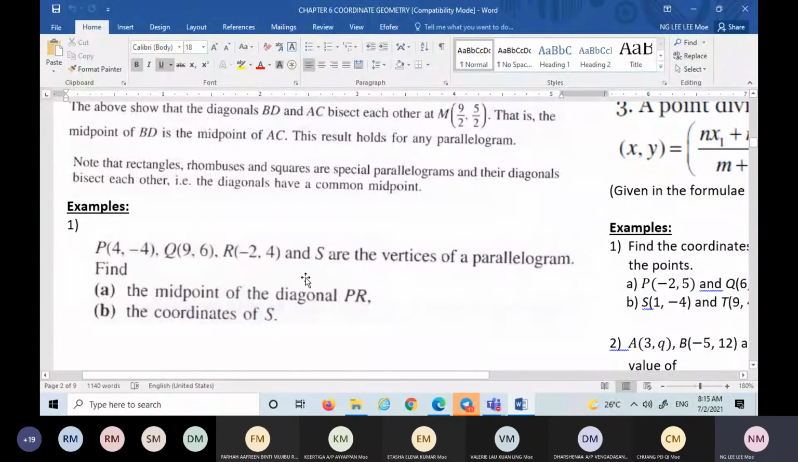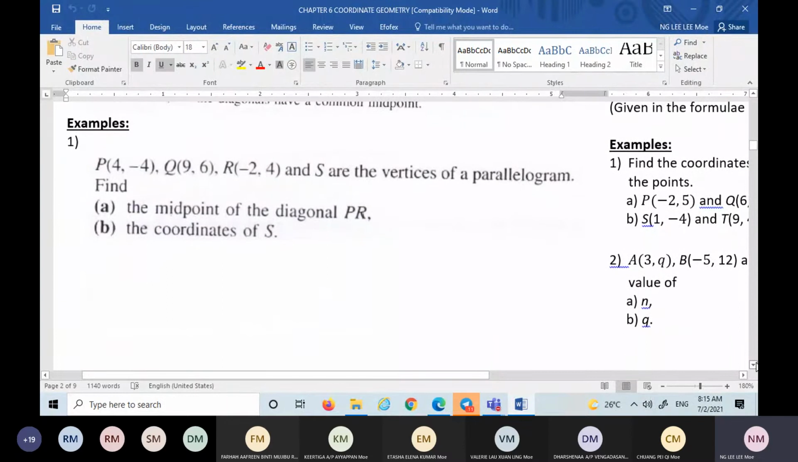You see this, PQRS. Now three points are given. The fourth point, or the fourth vertex, is not given, the coordinate. This is a parallelogram, so I can use the rules just now. First find the midpoint of the diagonal PR. This actually guides you. So you find the midpoint of PR. If you have stuck it in or copied it already, you can write out the solutions. I will do it here.